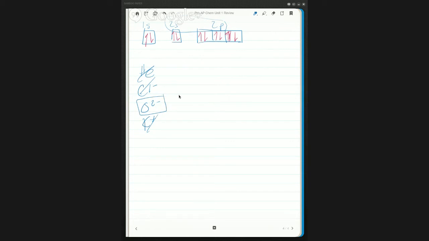We might ask you to write the orbital notation for one of these. Like, what's the orbital notation for K plus? Or we might give you some choices and say which one is a violation of the Aufbau rule, which one's a violation of Hund's rule. So you have to be able to identify them. Let me give you an example for each one.